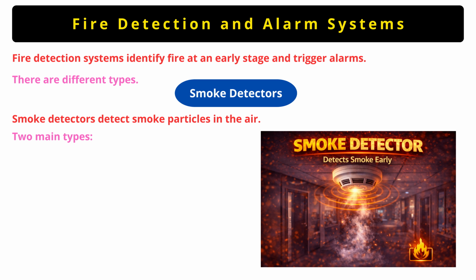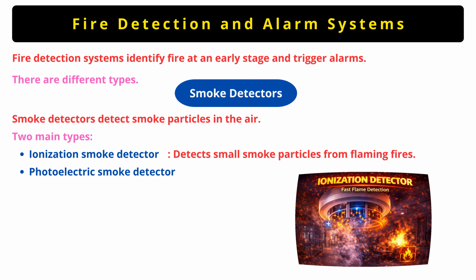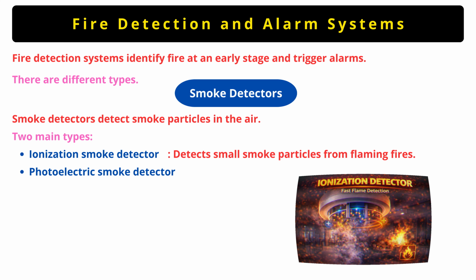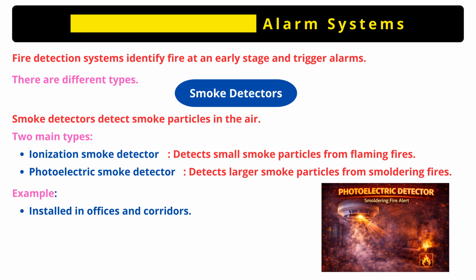There are two main types. The first one is ionization smoke detectors and the second one is photoelectric smoke detectors. What are ionization smoke detectors? Ionization smoke detectors detect small particles from flaming fires, and photoelectric smoke detectors detect larger particles from smoldering fires. These are commonly installed in offices and corridors.